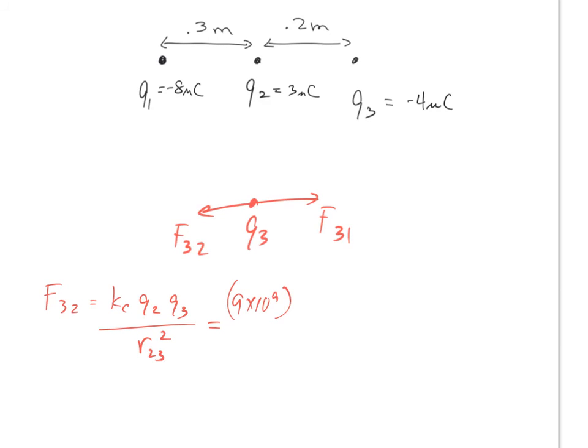9 times 10 to the 9. Particle 2 is 3 times 10 to the negative 6 coulombs. Now, this is the only time where we're going to ignore the negative sign for Q.